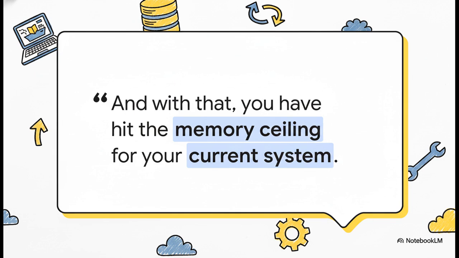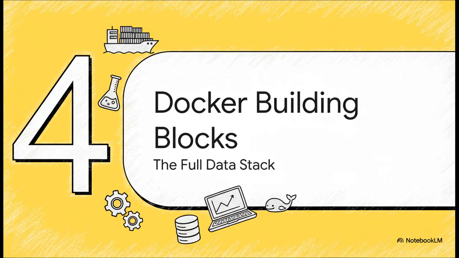See, it wasn't a bug. It was an infrastructure problem. This is the exact wall that data scientists slam into all the time. So, that's the wall. How do we break through it?